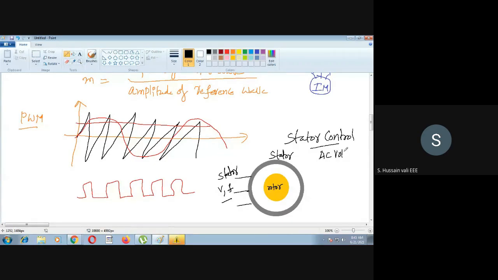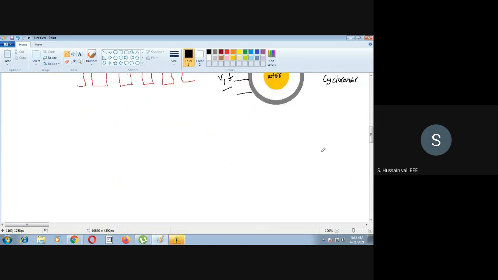AC voltage controller, or you may have a voltage source inverter, or you may have a current source inverter, or you may have a cycloconverter. All these things you connect on the stator side. That is the reason we call all these stator side control methods.